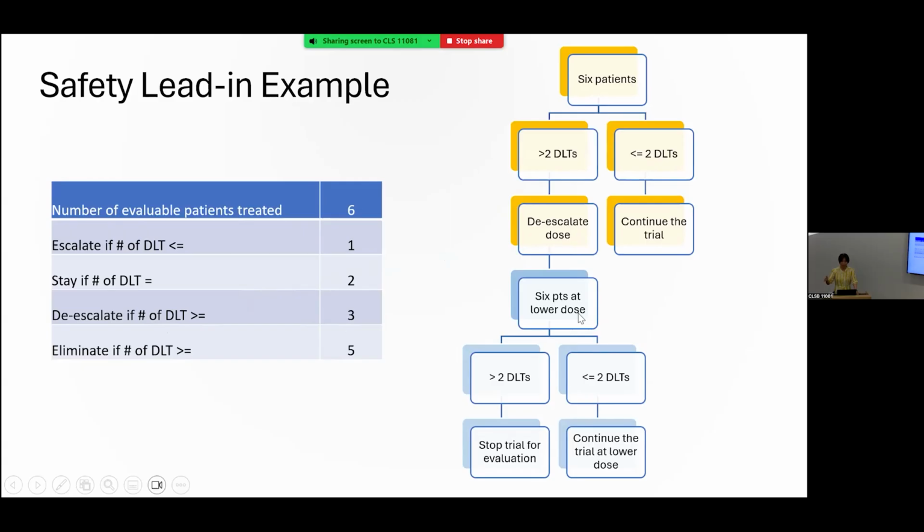So the next 6 patients we enroll into the study will be treated at the lower dose level, our fallback dose level. Among these 6 patients, if we have 2 or fewer DLTs, then that's good. We will continue our trial at this lower dose level. These 6 patients will be included in our later efficacy analysis. But the previous 6 won't be in our efficacy analysis because they were not treated at the same dose level, but they will be included in our toxicity analysis. But among these 6 patients, if 3 or more have DLTs, then that means even this backup, lower dose level is still too toxic. We have to stop the trial for further evaluation.